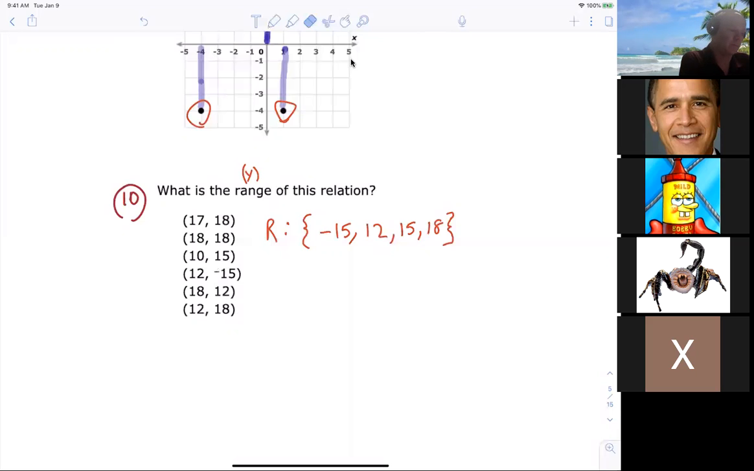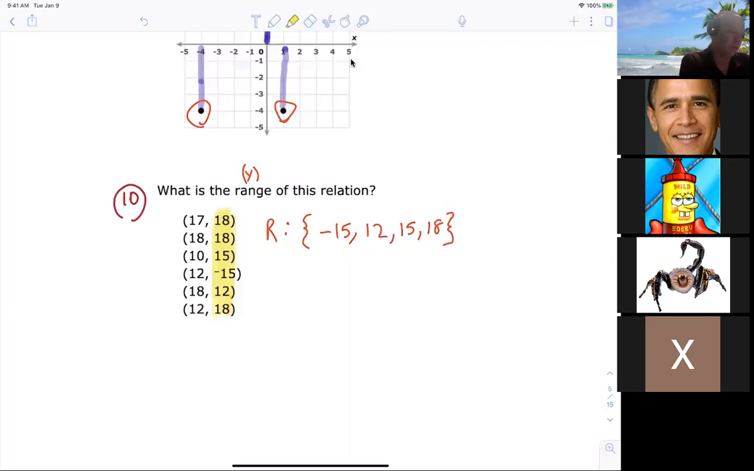Why? You forgot to 10. I'm confused on why you put those numbers. Wait, are you just naming all the numbers and not naming them twice? The range is the Y values. Do you understand that? Okay. Right? The range is the Y. The domain is the X. So I'm just listing the Y values. That's all I'm doing. And I list them in numerical order, and I don't repeat the numbers.